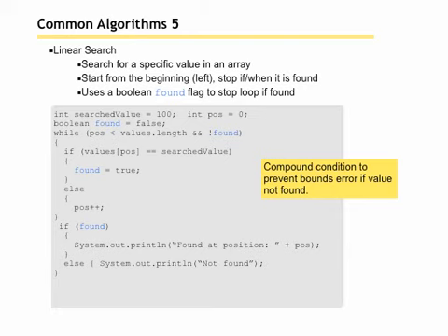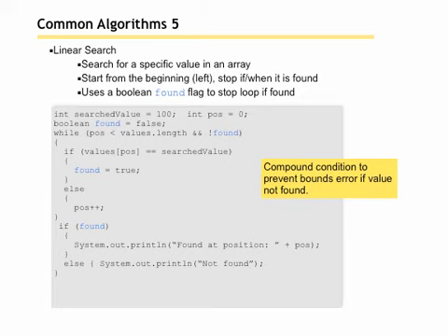While pos is less than values.length, so this position is less than values.length, we haven't searched all the elements yet, and not found, so we haven't found what we're looking for. Remember, the AND logic operator requires both of those conditions to be true in order for the compound condition to be true. So we still have elements left to search, and we haven't found what we're looking for. If value sub pos equals searched value, then we set found equal to true. Else, we set position plus plus.